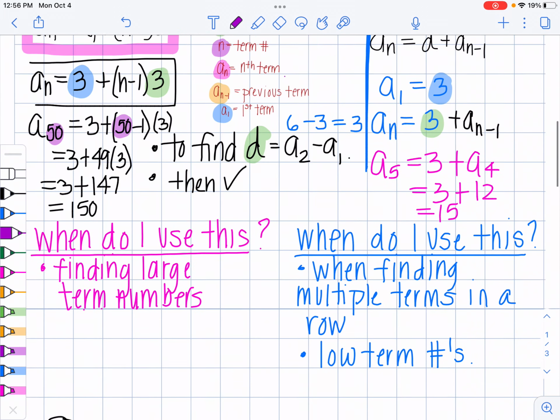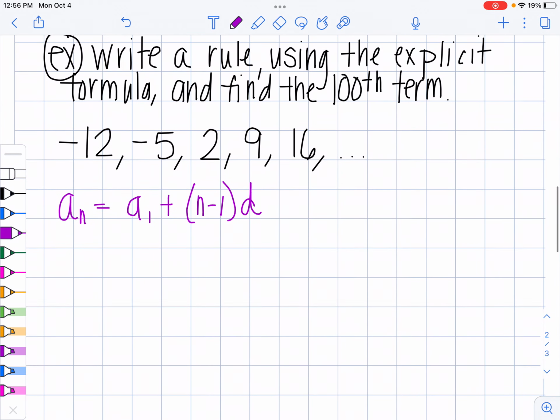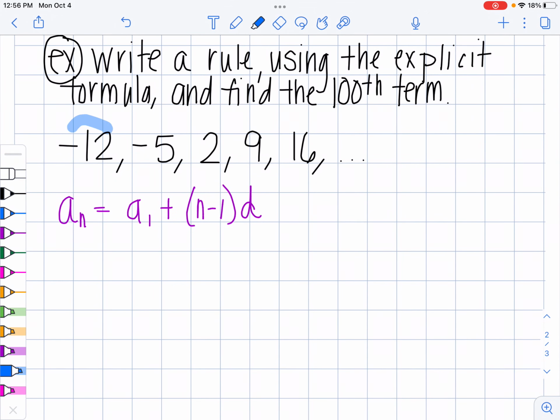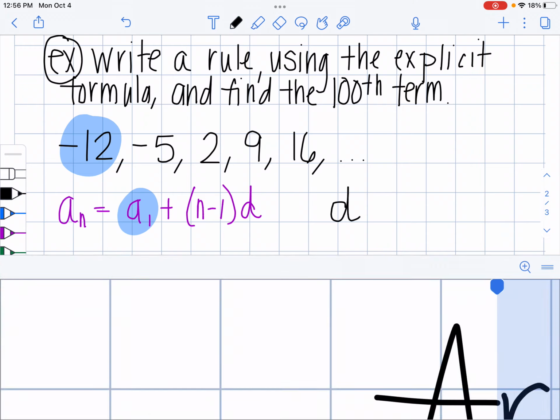What color did I use? I used blue for first term. So my first term is literally the number that comes first. So my first term right here is going to be written right here. Now I have to figure out what my difference is. Okay, we said to find the difference.